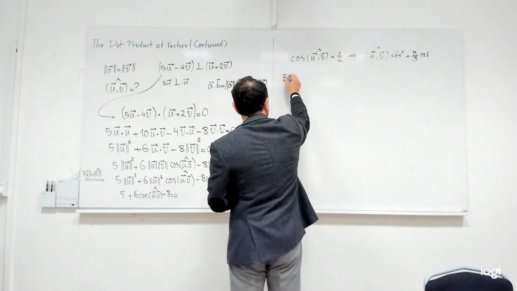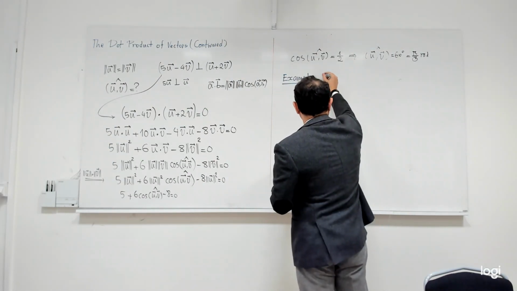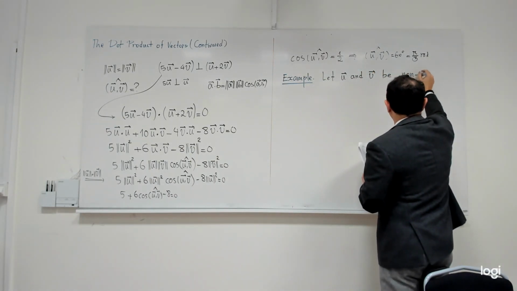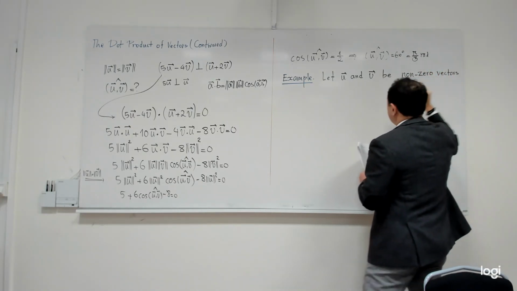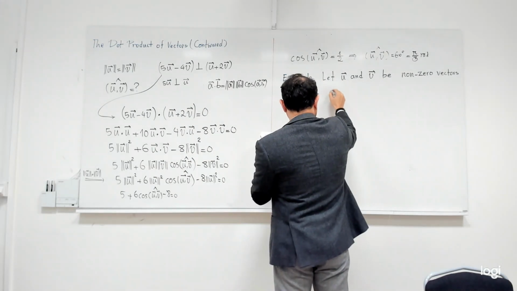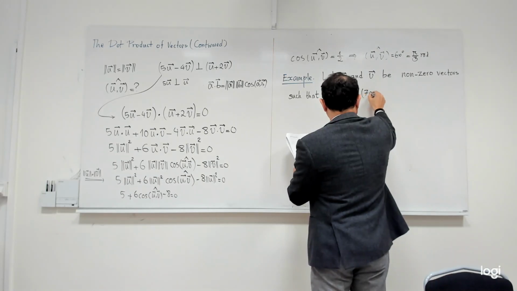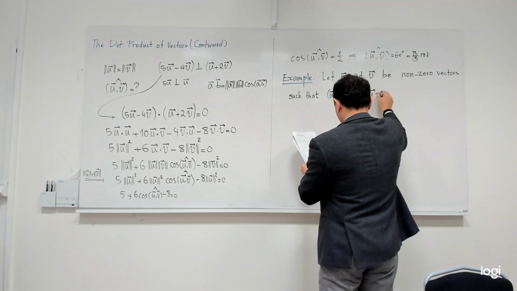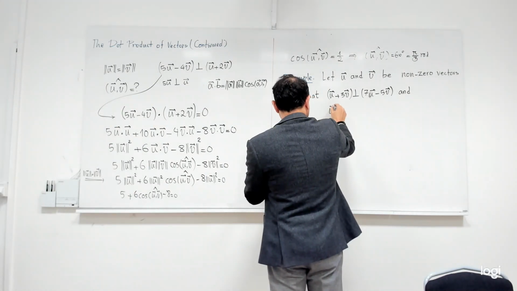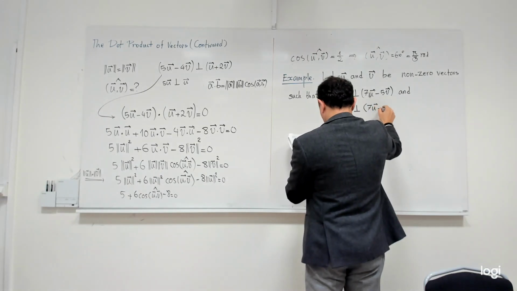Example. Let u and v be non-zero vectors such that u plus 3v is perpendicular to 7u minus 5v, and u minus 4v is perpendicular to 7u minus 2v.